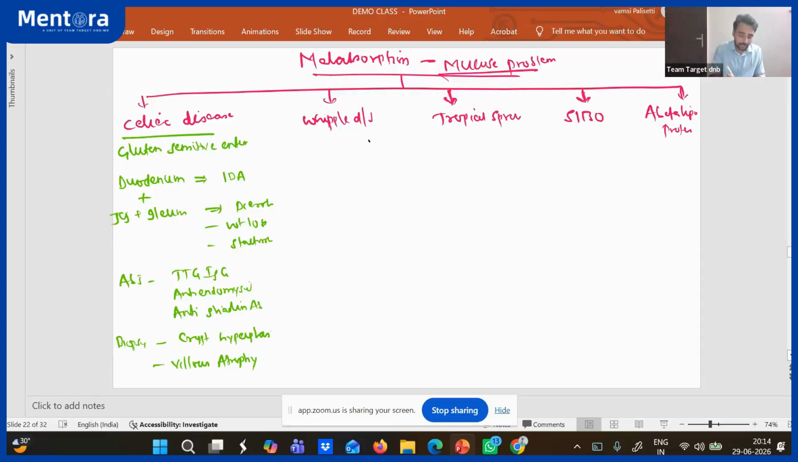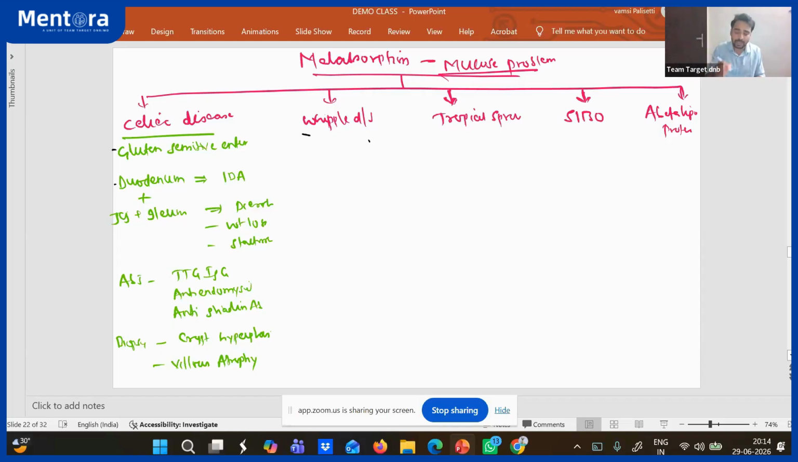Okay, so simple. It's a gluten sensitive enteropathy, affecting the duodenum, producing iron deficiency anemia. Duodenum, jejunum, ileum, the entire small intestine, produces chronic diarrhea, weight loss and all. Antibodies: tissue transglutaminase IgG plus anti-endomysial plus anti-gliadin antibodies. Anything can be positive. If you do the biopsy, you'll have crypt hyperplasia and villus atrophy in the small intestine. That's the simple thing. So treatment is you have to remove the gluten from the diet. The patient will resolve from the symptoms.